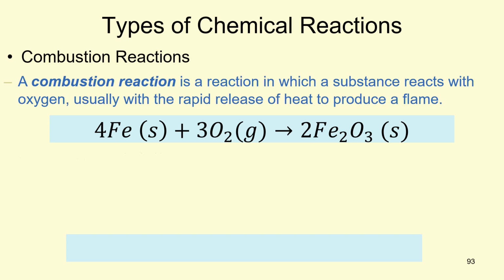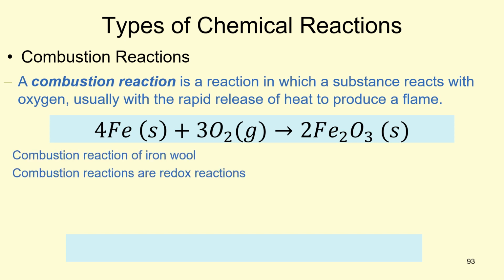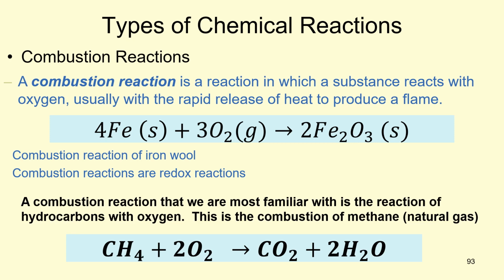This is a redox reaction. So that's a combustion reaction of iron wool. Combustion reactions are redox reactions. Here's another combustion reaction that we're very familiar with. This would be methane, natural gas, reacting with oxygen to form carbon dioxide and water. So this is also combustion. And like I said, combustion are redox here. Iron's going from 0 to +2, +3, and oxygen's going from 0 to -2, so oxygen's being reduced.